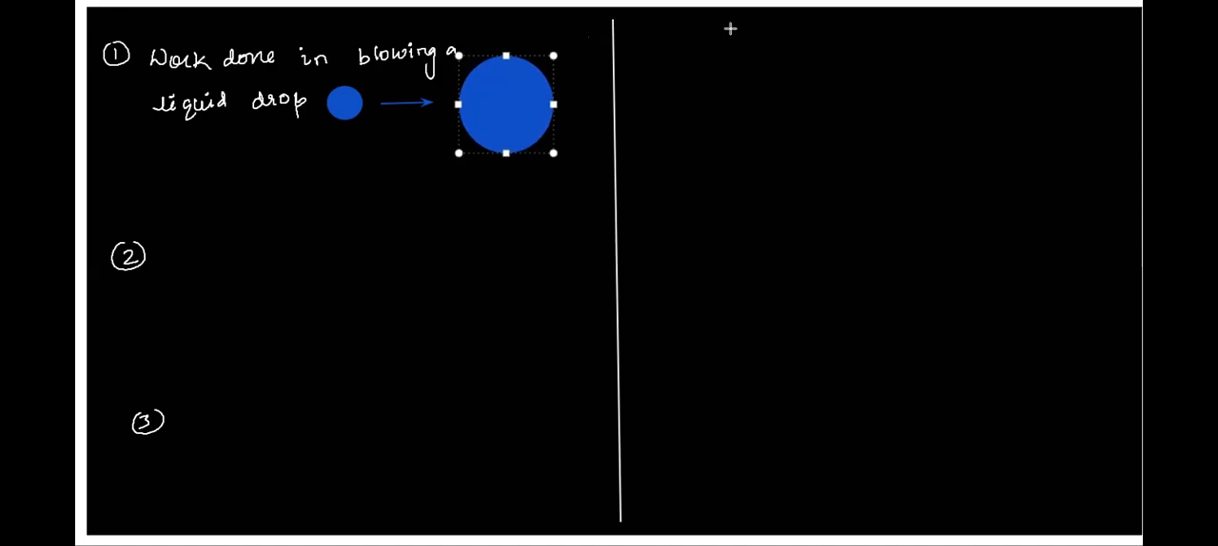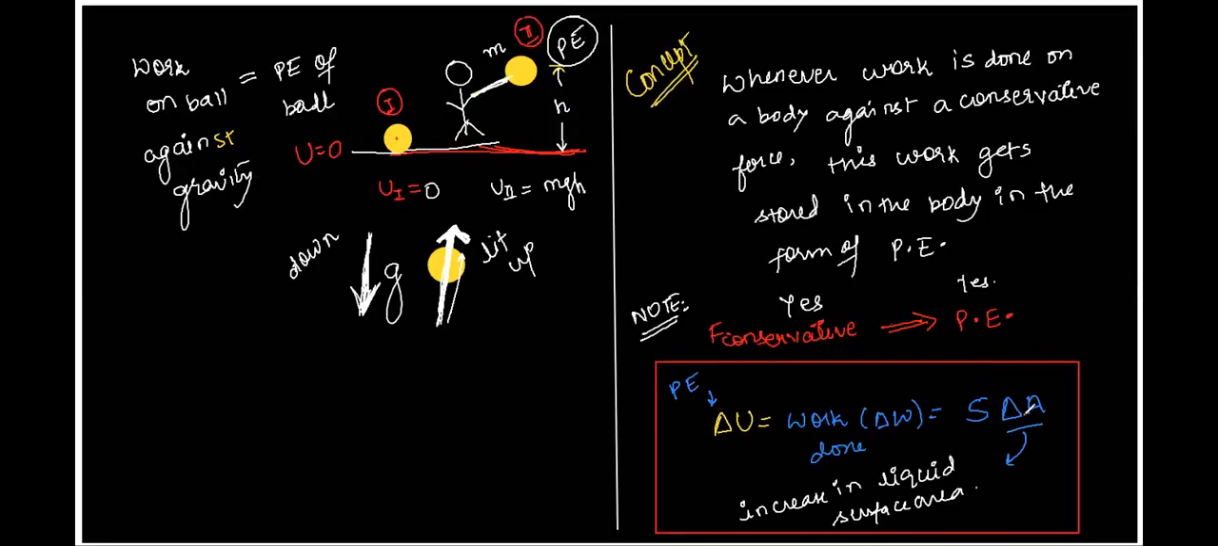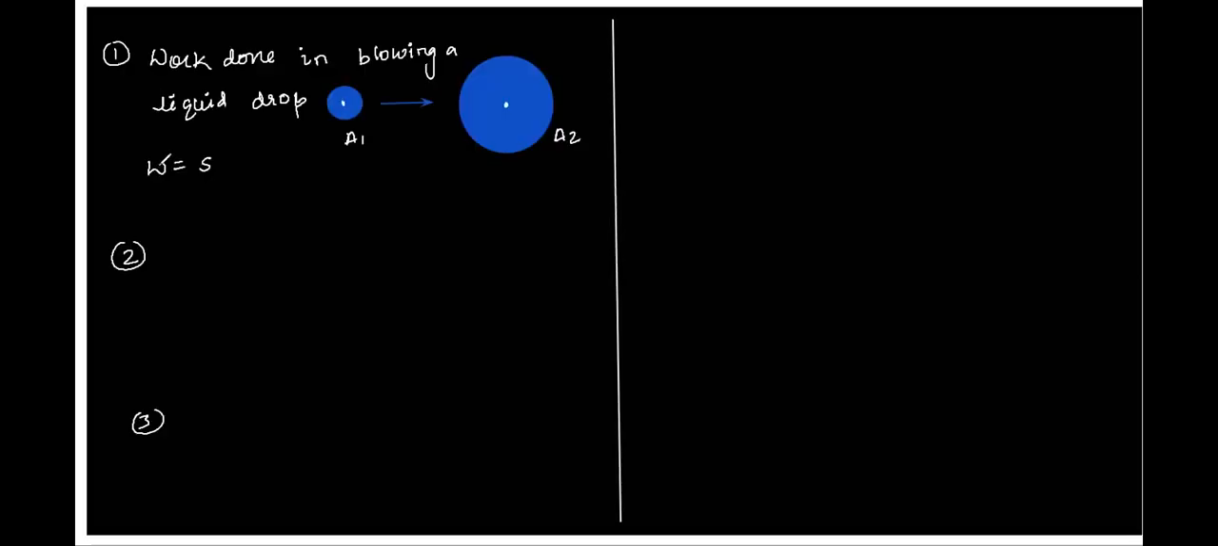So Anukriti, can you tell me which one of the two should have larger surface area, the smaller drop or the larger drop? The larger drop. Larger drop, right? Very obvious. Let's say the surface area of the smaller drop is A1, surface area of the larger drop is A2, correct? Now the work done, just now we wrote down the formula. It's given as the product of surface tension and change in area. So work done is S times delta A.